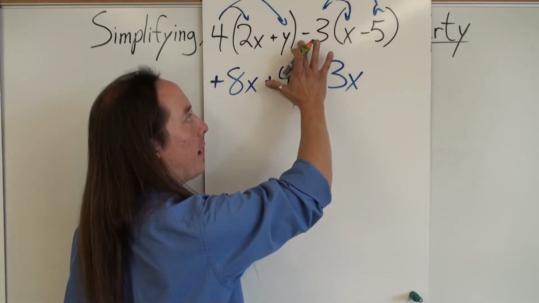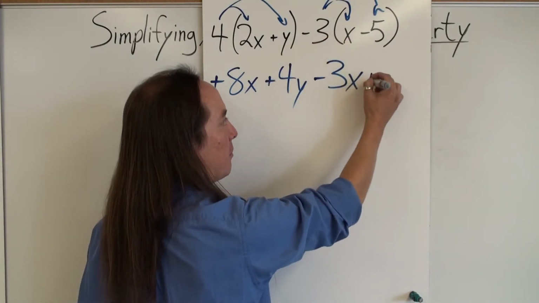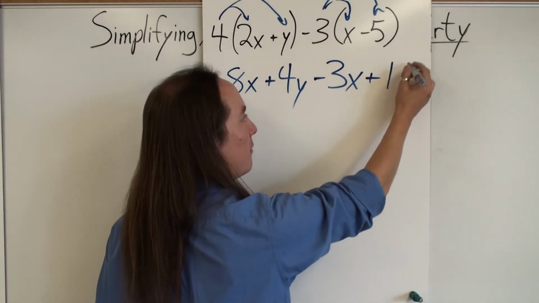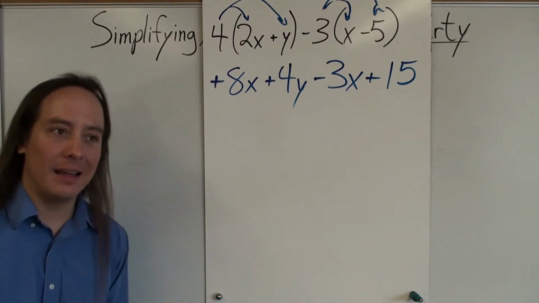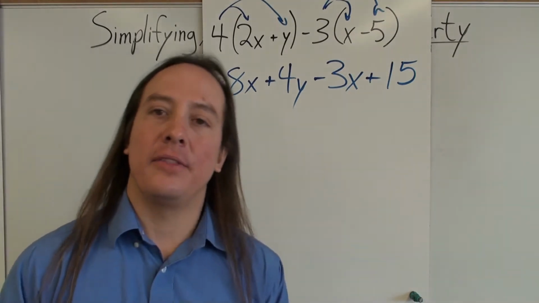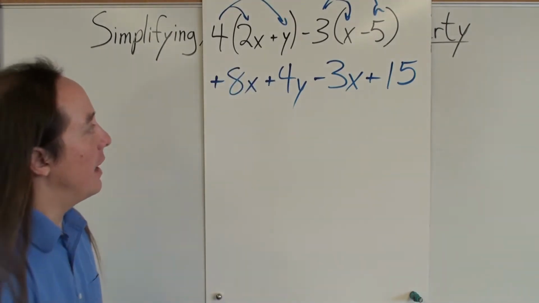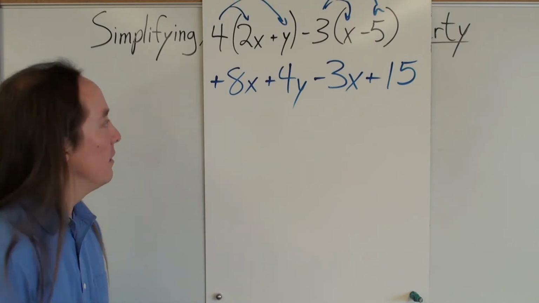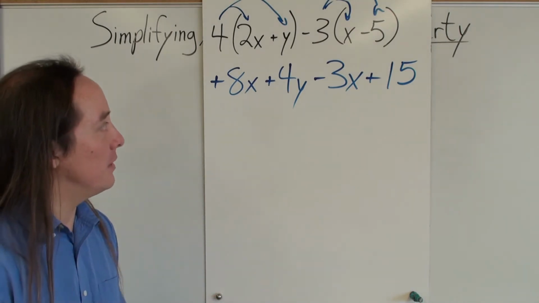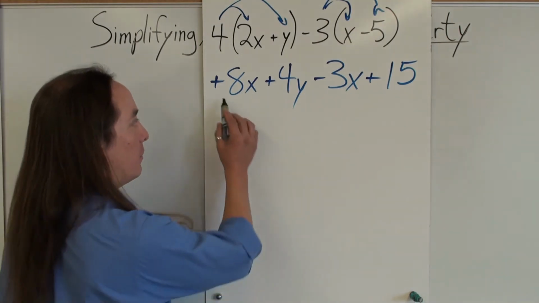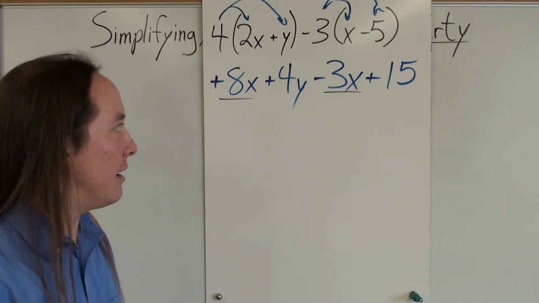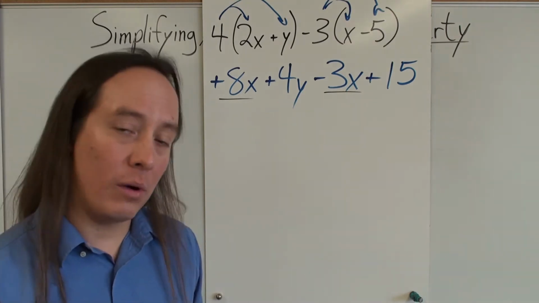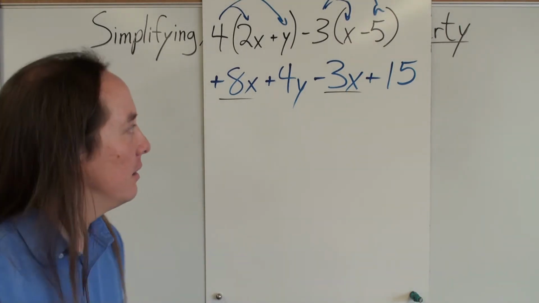And then we do the next one. So minus times a minus, or negative times a negative, is a positive. And 3 times 5 is 15. Now, like I said, I did kind of anticipate that there would be simplifying to do afterwards, and there is. So we have a couple of like terms. We have these two. They are what we'd call like terms because they have the same x with no exponent.